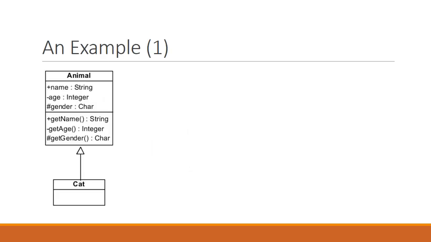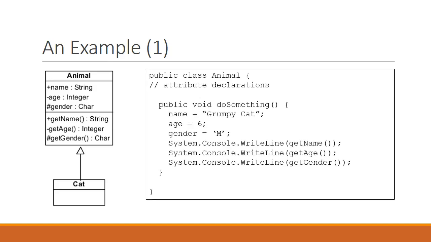Let's continue our discussion with an example. In this example, we have a class called animal, which has 3 attributes and 3 operations. The name attribute is public, the age attribute is private, and the gender attribute is protected. Similarly, the getName operation is public, the getAge operation is private, and the getGender operation is protected. Obviously this isn't a very realistic example, but it serves our purposes. In addition, we have a cat class, which is a subclass of animal. Now, given this structure, what if we have this code?